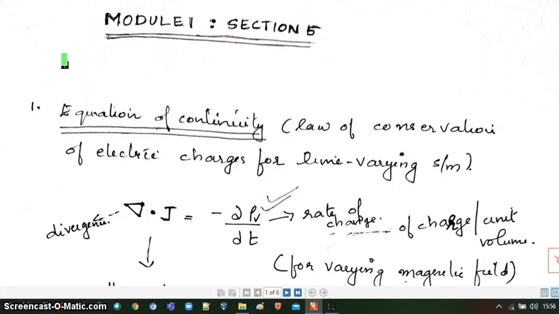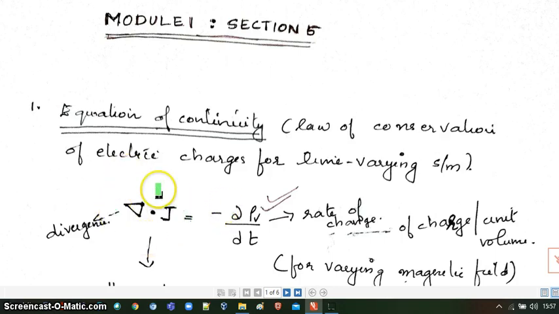Good morning all. Today we will see the last section of our first module. We will start with the equation of continuity, otherwise known as the law of conservation of electric charges for a time varying system. Del of J equals minus dou rho V by dou T. This term, dou rho V by dou T, gives you the rate of change of charge per unit volume, and that rate is decreasing. That is why you have a negative sign here.